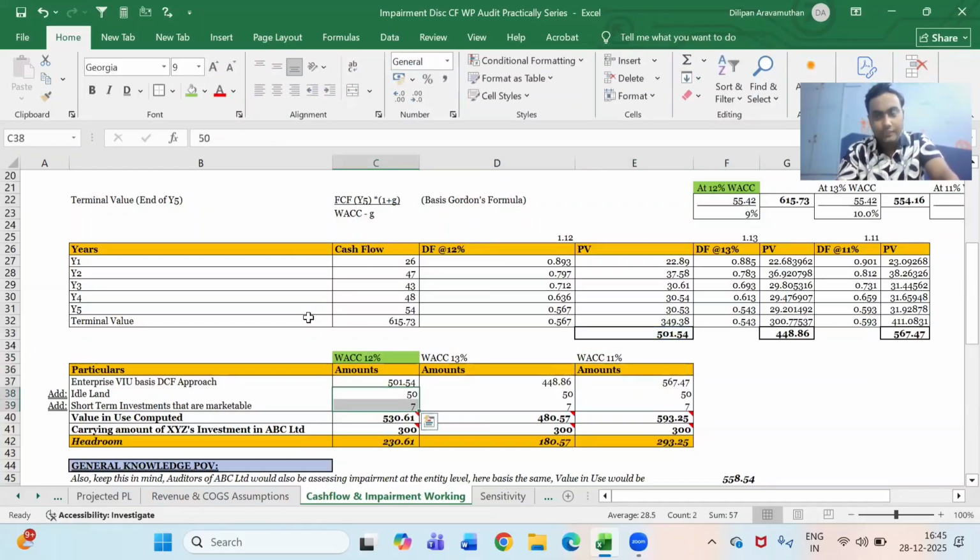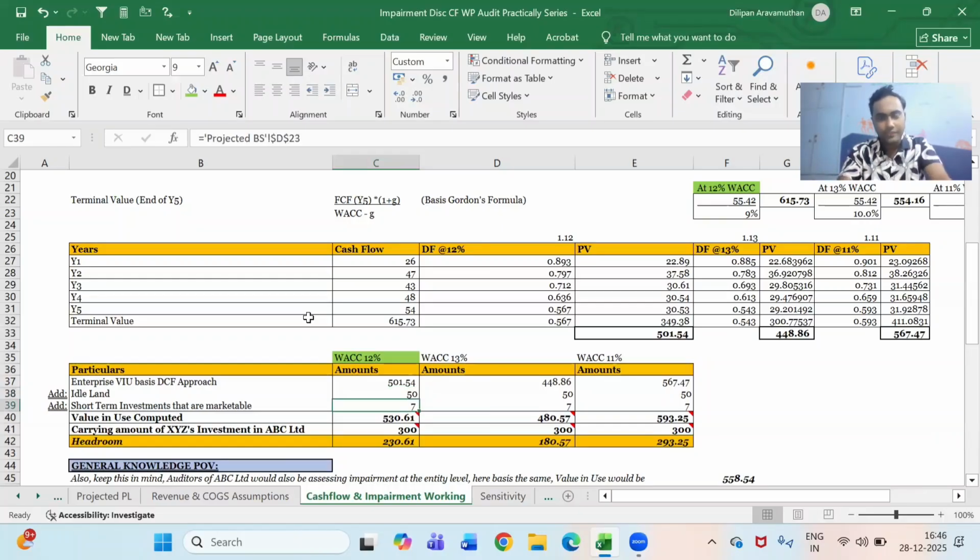But what is this 50 and 7, sir? You might have a doubt here, guys. Let me explain this to you. So basis our discussions with the management, we understood that actually there was an idle land in ABC's balance sheet. In the sense that this idle land, basically what happened was, this land was not used for any production purpose. This land was idle, which is why it is taken in the computation, because this land, since it is not used for any purposes, is going to increase the enterprise value of ABC as an entity.